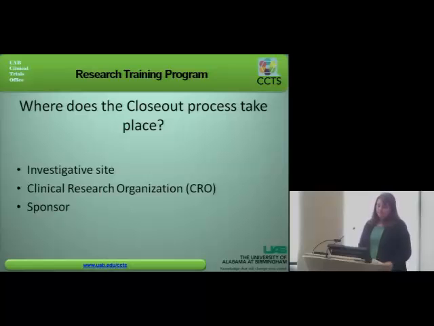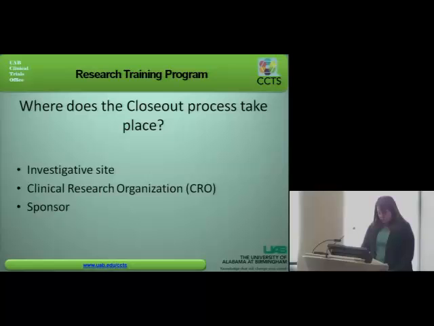So backtracking a little bit, where does the closeout process take place? It takes place usually at the investigative site, the CRO, and the sponsor. So it's going on all at once. This goes with the communication as to why the closeout process is so important. If you have 3 parties involved, it can and sometimes will get confusing.